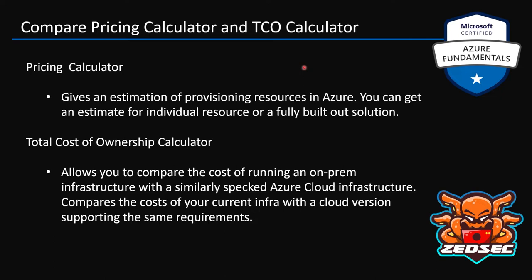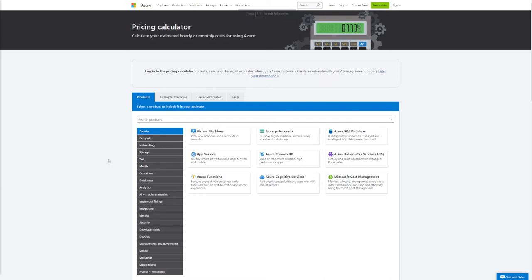So it compares the cost of your current infrastructure with a cloud version supporting the same requirement. When it comes time to actually configure and deploy resources in Azure, the pay-as-you-go model can be quite daunting, especially if you're someone like me who is spinning up stuff at home and doesn't really have 10 grand to spend a month on Azure. So basically with the pricing calculator, you can see how much something's going to cost.